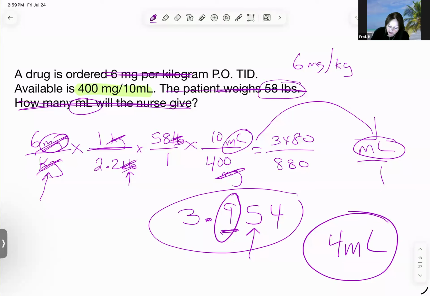Now, if you were here and you were like, oh my God, I cannot remember, my brain just slid out of my left ear, just leave that. Just leave 3.9. I'd rather you lose 1 point than all 5 by making a silly error, okay?